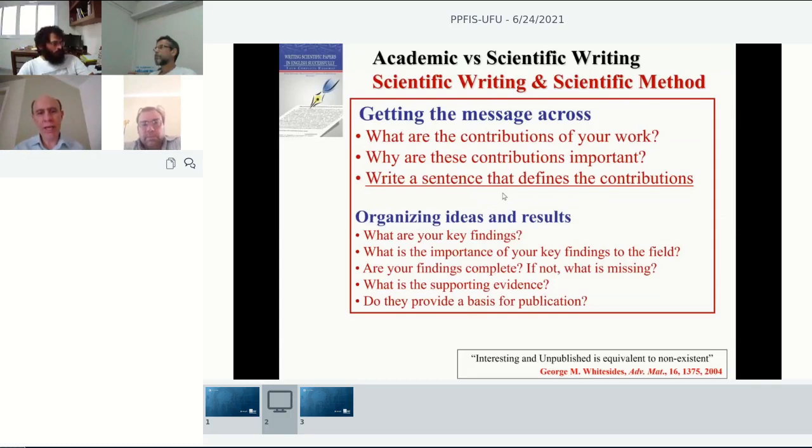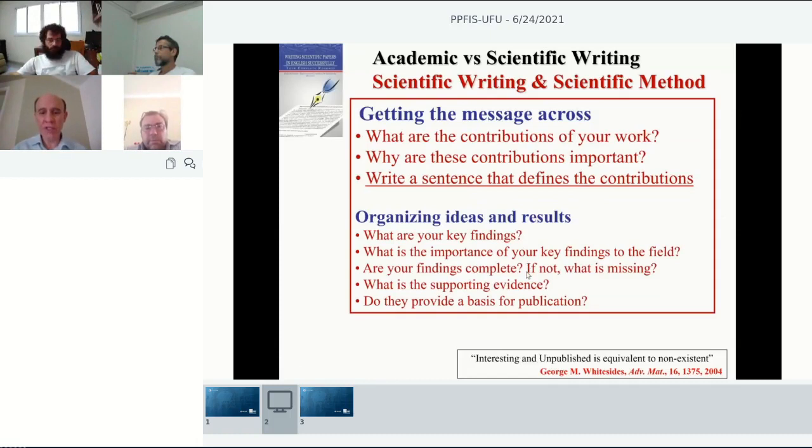Obviously, now there can be several findings, not just one contribution, but several findings. You need to highlight the importance of those findings, organize them not in a chronological way, but in a logical way. And obviously, you have to assess whether these findings are sufficient for a publication.